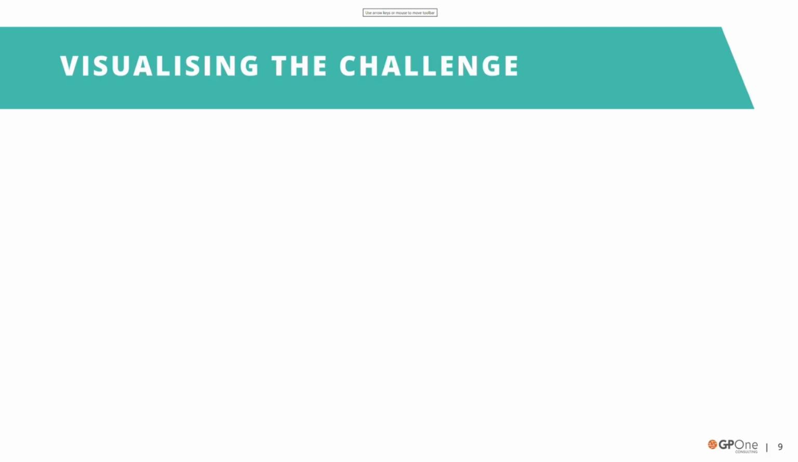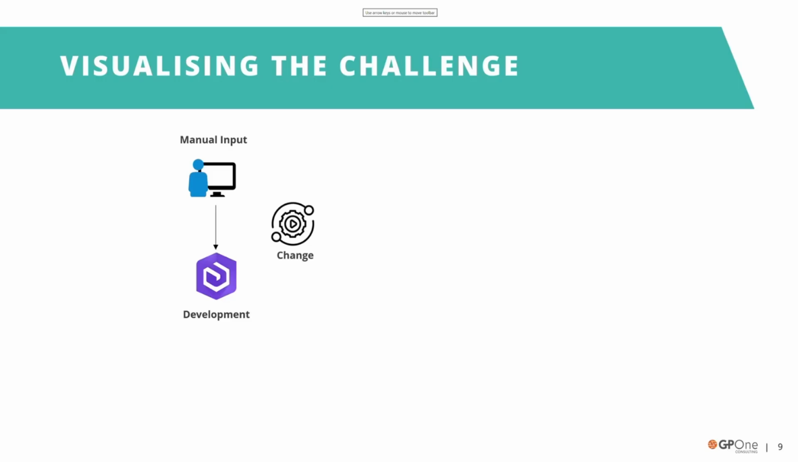Thanks, Daniel. Let's visualize what this looks like in practice. Starting in development, this is where changes usually begin. Someone updates a map, a service, an app, or a configuration. But to get that change ready for the next environment, it often requires manual input: publishing, configuring, validating, and double-checking settings. For something like a feature service alone, that can mean managing dozens, sometimes over 100 individual settings, covering capabilities, permissions, editing rules, relationships, and performance options.